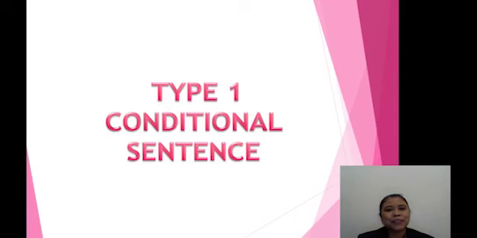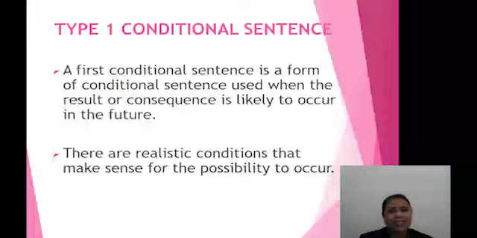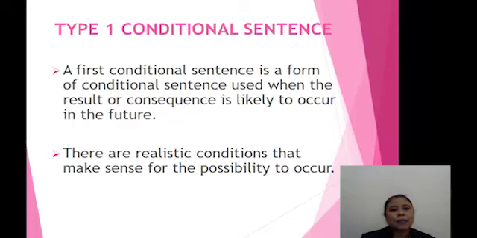Now let's move to the next type. That is type 1 conditional sentence. Let's see what type 1 conditional sentence is. Type 1 conditional sentence, or we can call it the first conditional sentence, is a form of conditional sentence used when the result or consequence is likely to occur in the future. There are realistic conditions that make sense for the possibility to occur.